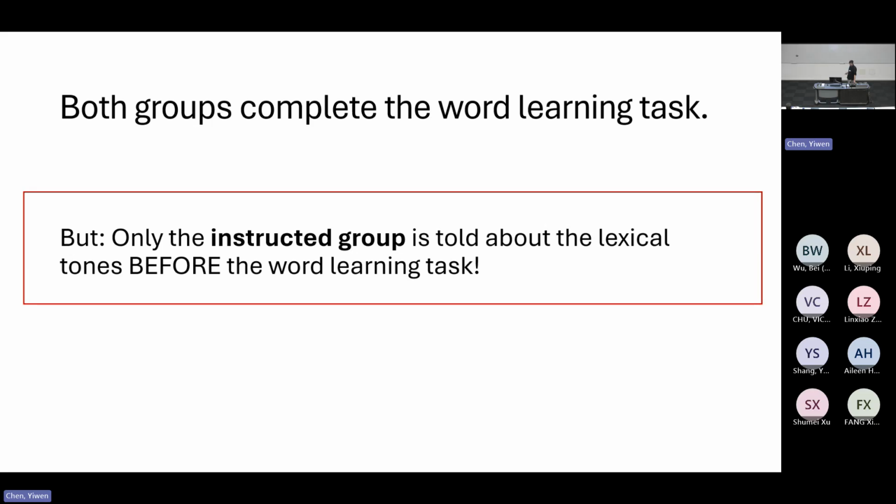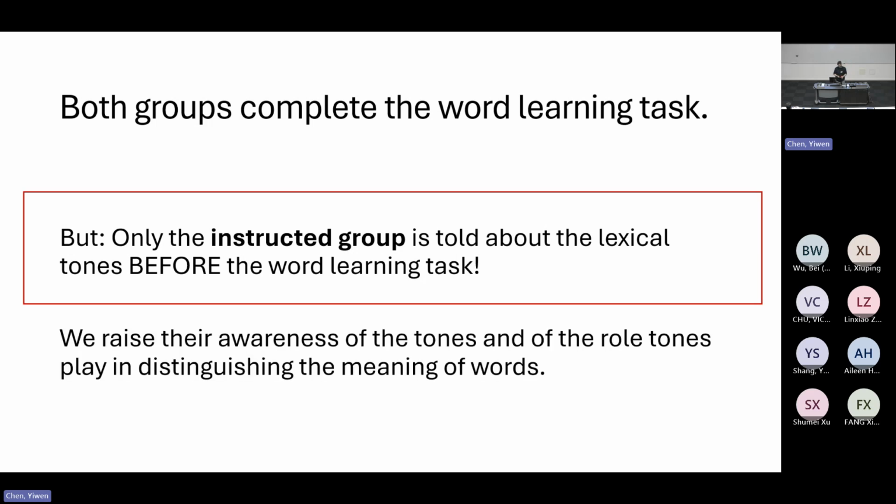And only the instructed group is told about lexical tones before the word learning task. As I said, this is like saying in your classroom, imagine a meaning-focused activity about word learning or grammar learning of Chinese. In one of the groups, at the beginning of class, you say, hey, before we do our class today, where we're focusing on meaning, I want you to remember that in Chinese, for example, there are these tones, and this is how they function. So what we're doing there is you raise the awareness of the existence of tones, and you hope that this then will improve learning. So I'll show you what we did.